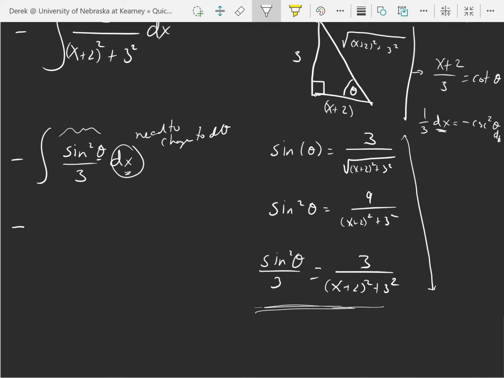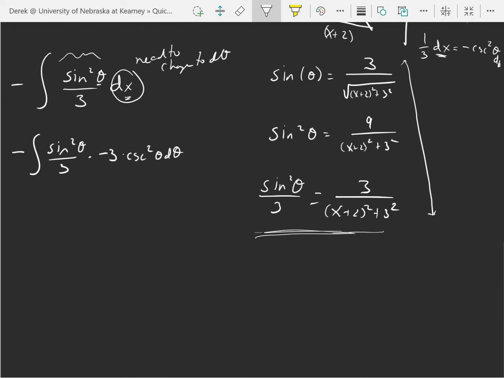So I've got the negative of the integral of sine squared theta over 3 times dx, and dx is negative 3 times the cosecant squared of theta d theta. That's just replacing dx with its solution here. If I solve for dx, I get negative 3 cosecant squared theta d theta. So I'm just replacing dx with all of this stuff, and now I get a bunch of cancellation going on. This is actually just the integral of d theta, which is theta.